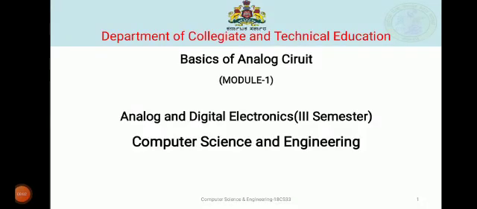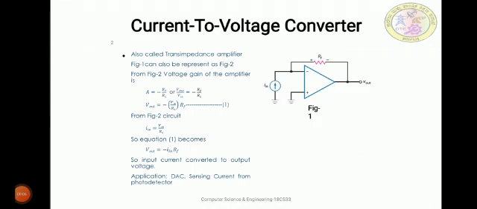Yes. So the next topic of today's session is the current to voltage converter. A current to voltage converter will produce a voltage proportional to the given current. This circuit is required if the measuring instrument is capable only of measuring voltages and you need to measure the output current.